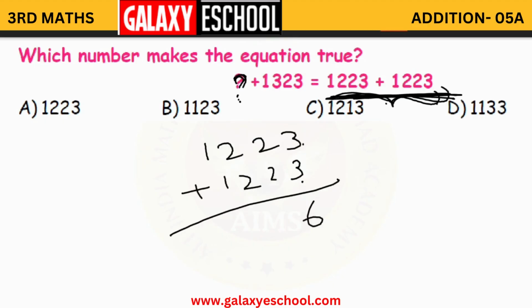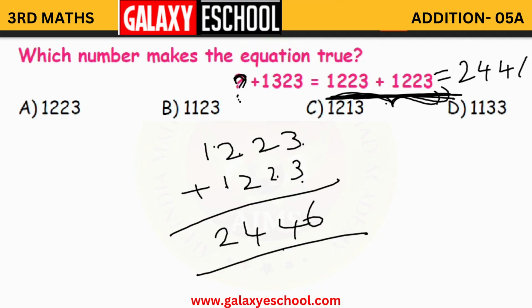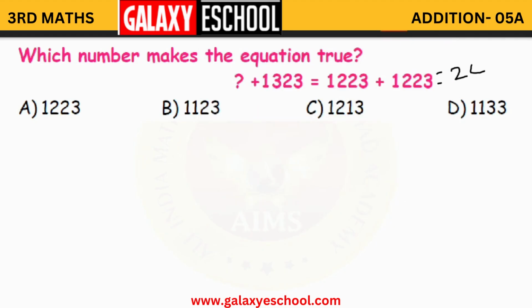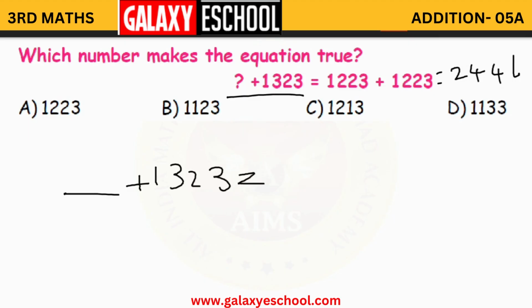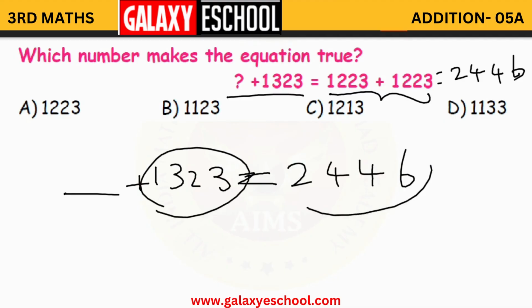What is the answer? 3 plus 3, 6. 2 plus 2, 4. 2 plus 2, 4. And 1 plus 1, 2. What answer did we get here, children? 2446. Yes, 2446. Now what do we know? That dash plus 1323 is equal to the sum of these two numbers, 2446. Again the same situation. We know one addend and we know the sum, but we do not know the other addend. Now how do we find out? We found out by subtracting these two numbers.